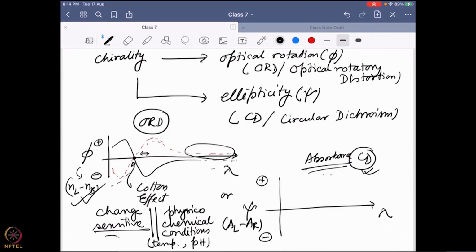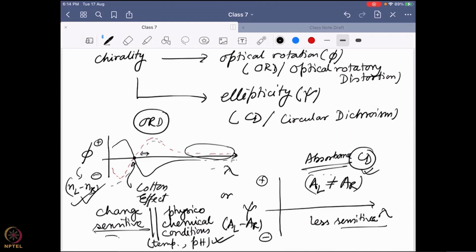And obviously for the CD spectra, we are looking into the difference between AL and AR. If absorbance itself is a property which is less sensitive, the difference of AL and AR will also be less sensitive. So that is why these are much less sensitive. So as we just discussed, ORD will be very much dependent on the physicochemical conditions. Absorbance is not, so the CD spectra is actually going to have less effect of the physicochemical conditions on the result.